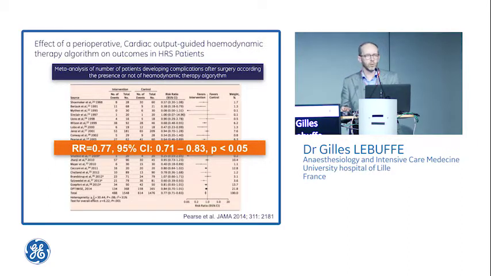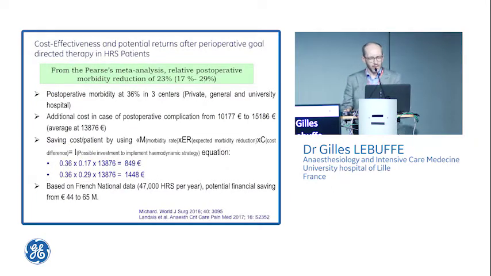What is now the impact on cost? This is a French study. This French study analyzed the morbidity in three centers: private, general, and university hospital. They observed the postoperative morbidity was 36%. From the Pearse meta-analysis, the relative postoperative morbidity reduction is 23%, as I told you on the previous slide, with a range between 17% and 29%.